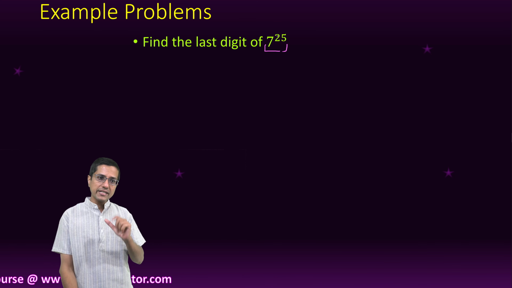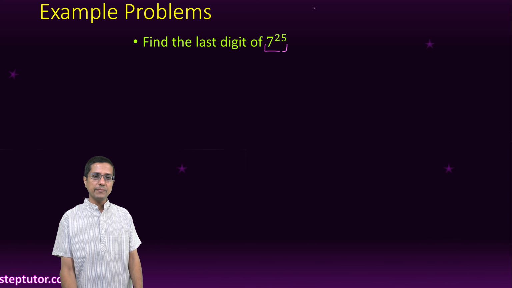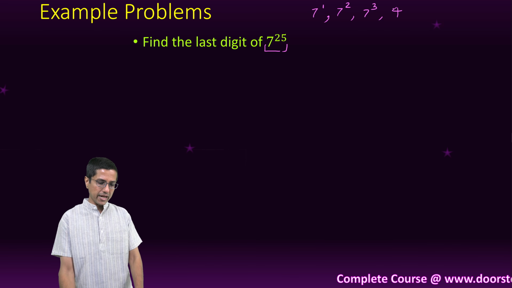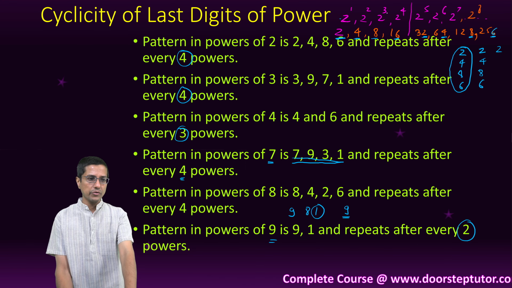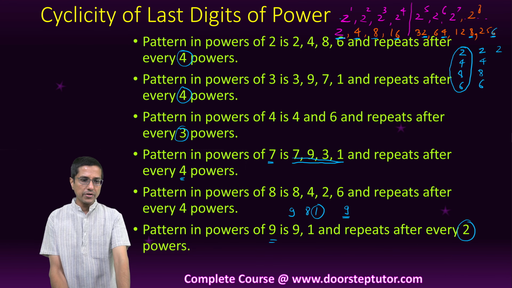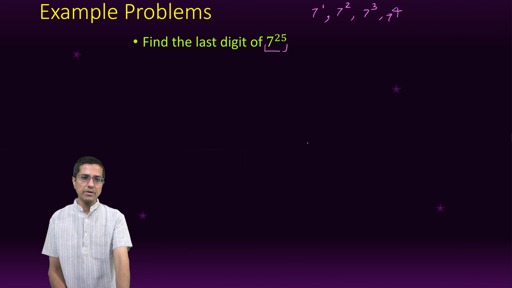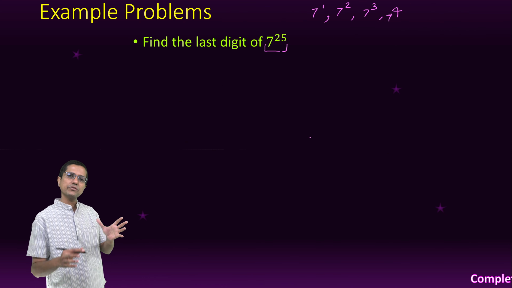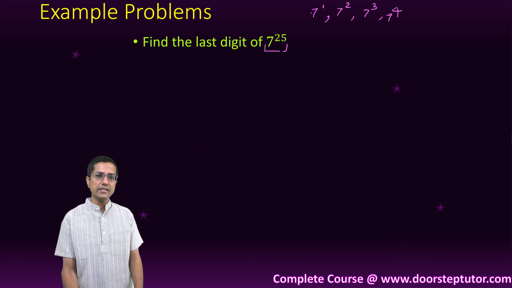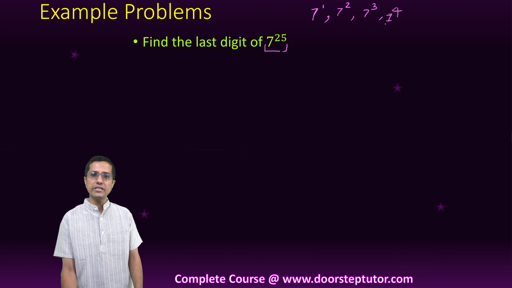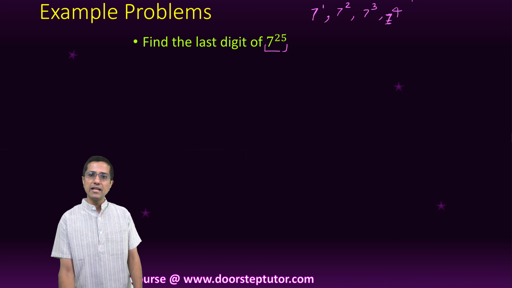But once we understand that concept, we can simply compute the powers of 7. I'm just computing what the last digits of these would be. Either you can remember this, or you can just compute it on the fly. There is no need for remembering. This can be done in a very short amount of time. Because we are only concerned with the last digits, we don't have to compute this fully.